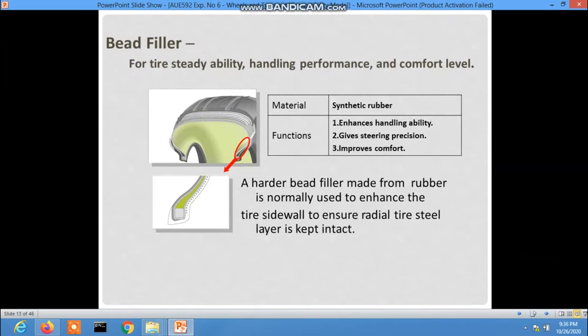Bead filler is for stability, handling performance and comfort level. Material: synthetic rubber. Function: enhance handling ability, give steering precision, and improve comfort. A hard bead filler made from rubber is normally used to enhance the tire sidewall to ensure the radial tire steel layer is kept intact.